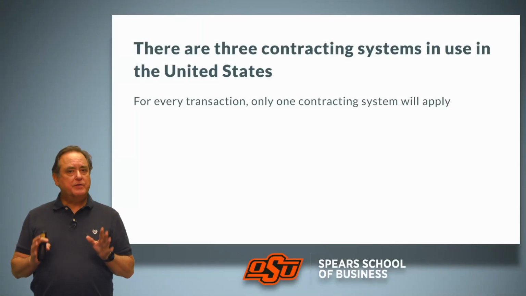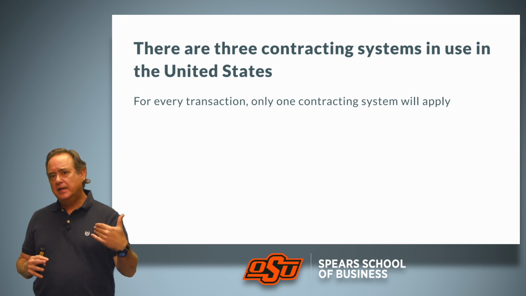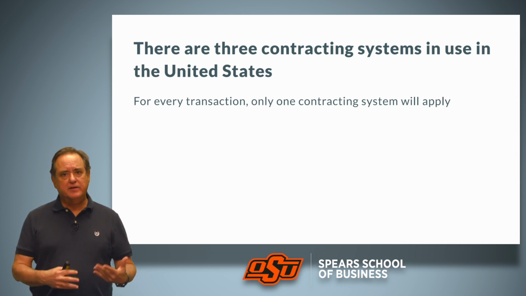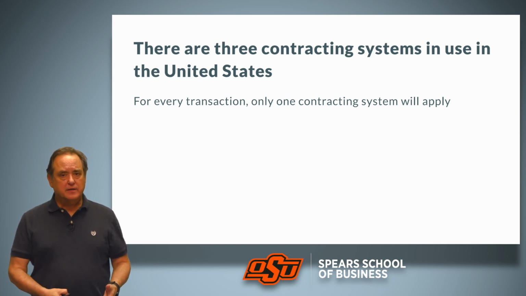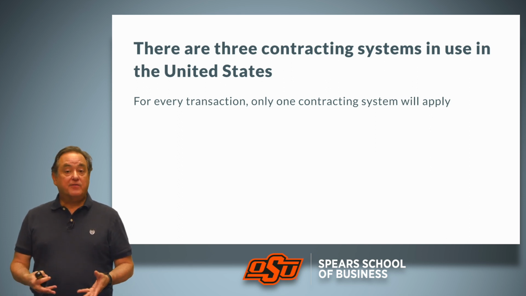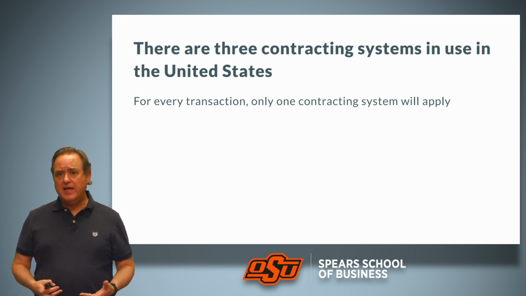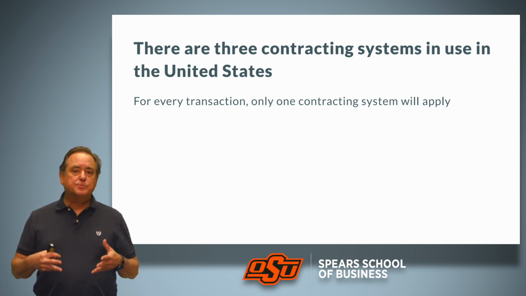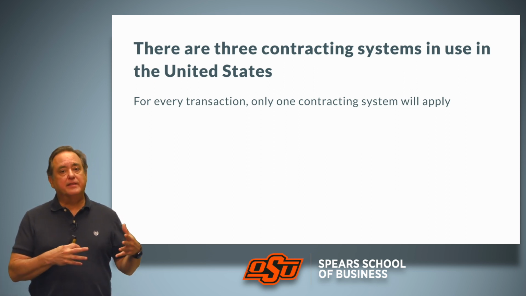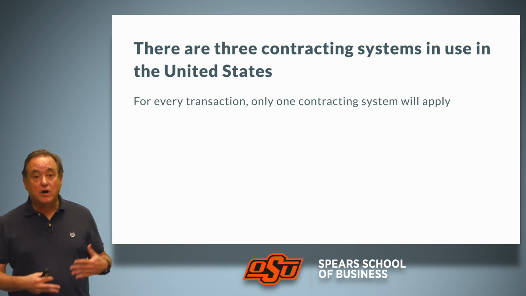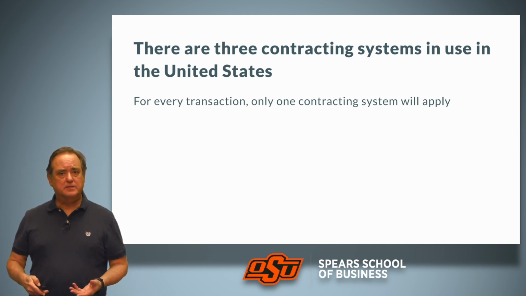Okay, so we've talked about contracting systems, and we said a contracting system has to do three things. It must give us the requirements for a valid contract. It must provide guidance for performance of that contract to know when we have performed. And it must provide a remedy in the event there is a failure of performance or unsatisfactory performance.